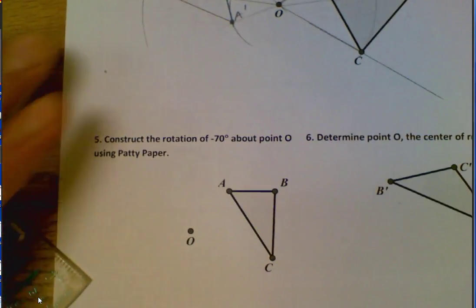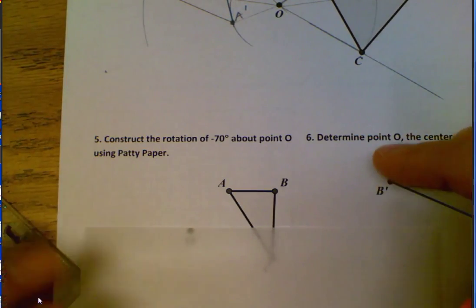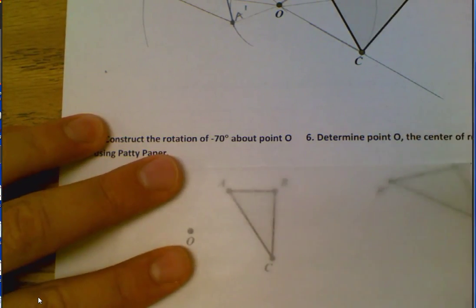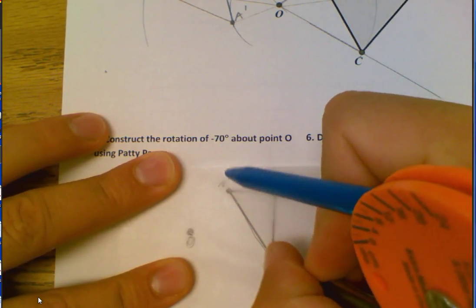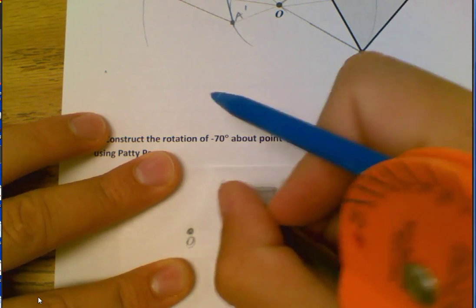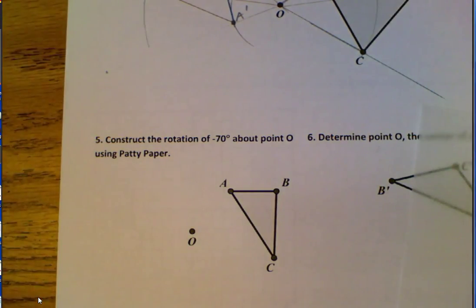Okay, number 5, we're constructing with patty paper. So if it just says construct, use a compass. If it says with patty paper, you go ahead and use patty paper. All right, so just like before, I'm going to circle O. I'm going to trace my triangle. I'm going to label it A, B, C. All right, I have to go -70.